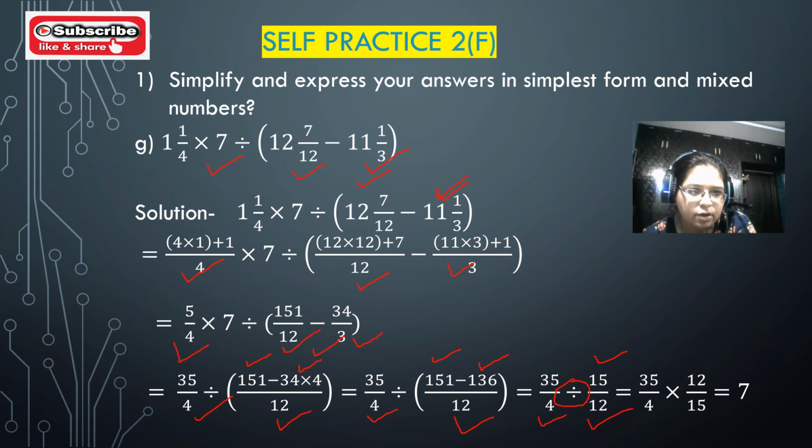So we get 1 1/4 multiplied with 7, division of 12 7/12 minus 11 1/3, equal to 7, and 7 is in simplest form.